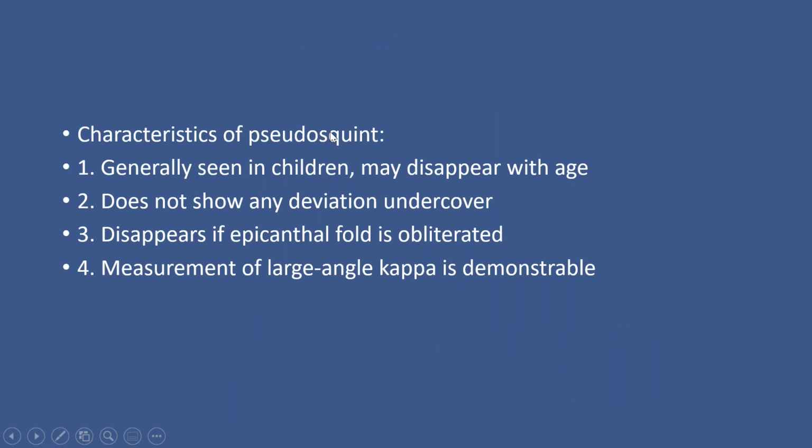Now, what are the characteristics of a pseudo squint? They'll usually present in children and it will disappear with age. And it does not show any deviation under cover. I'll tell you how to do cover and uncover and alternate cover tests. These pseudo squints will not show any deviation.